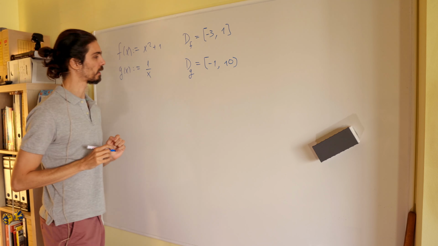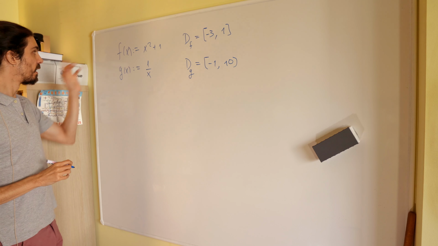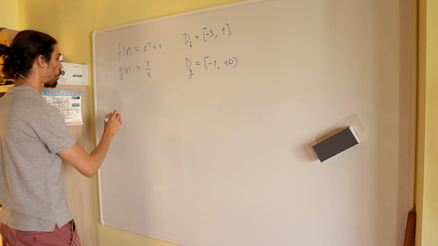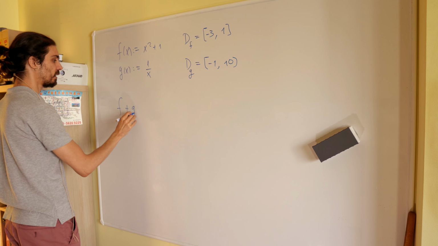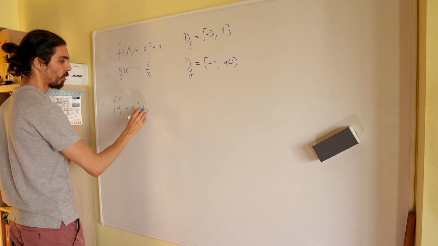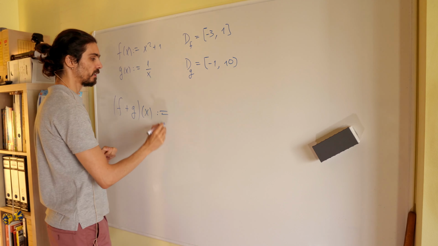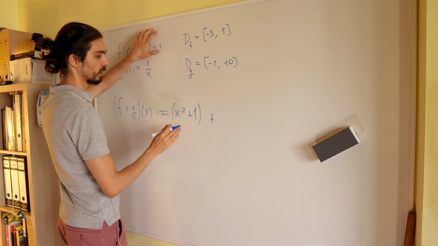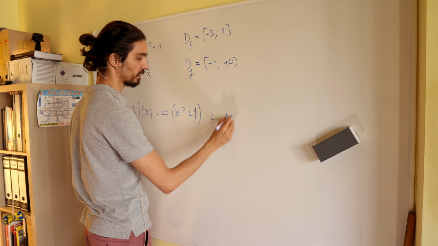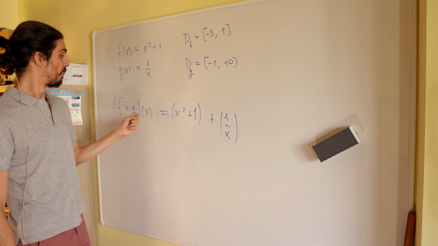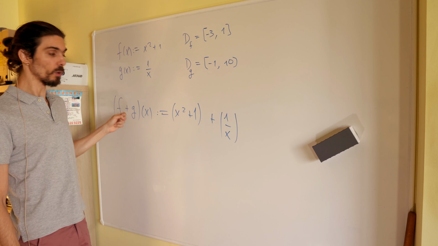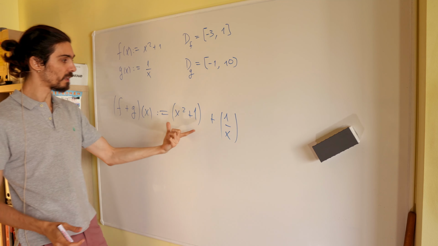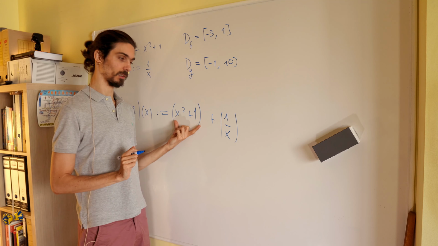Let's now see, if I make the summation of these two functions, what do I get? Well, f plus g, the new function, when acting on the number x, is by definition x squared plus 1 plus 1 over x. Every single time I want to evaluate this function, I need to choose an x, and so I need to compute this and this at that x.